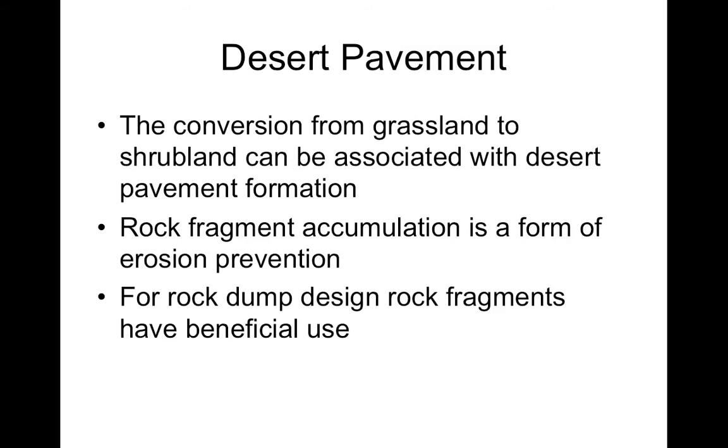Sometimes that armour layer is called a desert pavement, right? And really, it's thought the desert pavements come about from the conversion of grassland to a shrubland, right? And that's associated with desert pavement formation. So there's some erosion that happens during this conversion, but what gets left behind is rocky material at the soil surface, which is more resilient and more resistant to erosion. The rock fragments accumulate and they reduce erosion rates, prevent erosion.